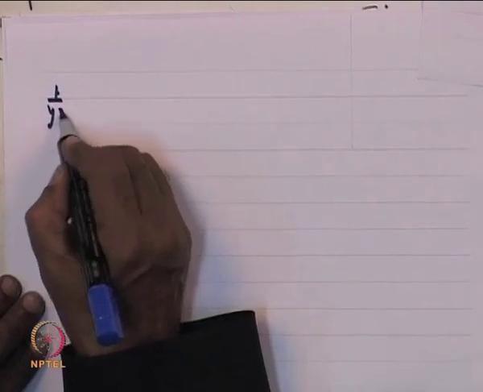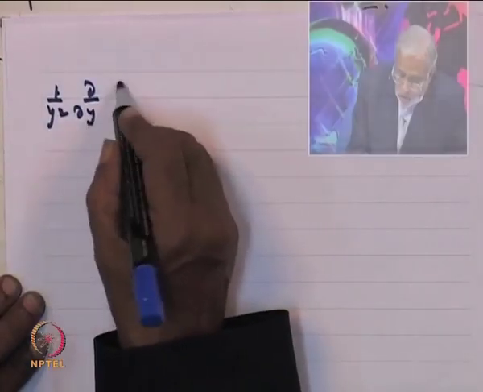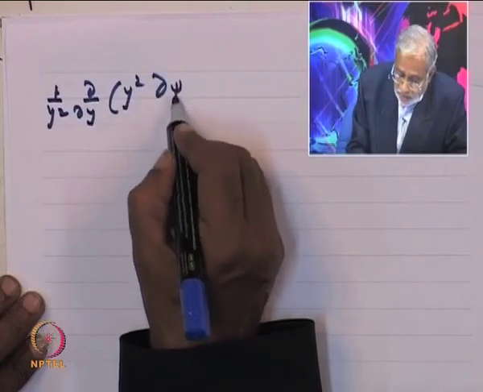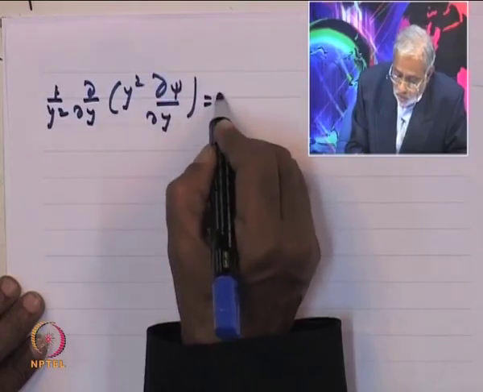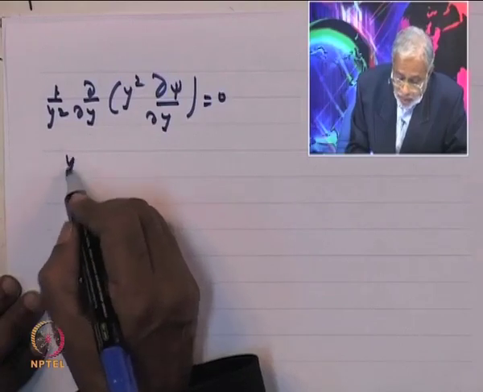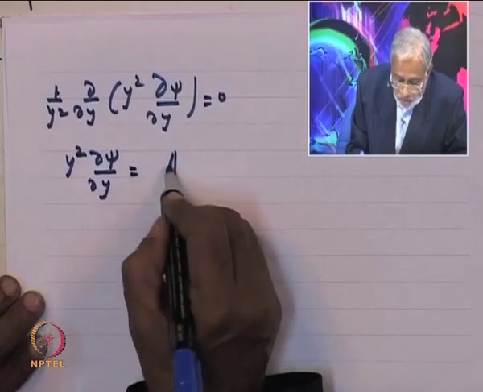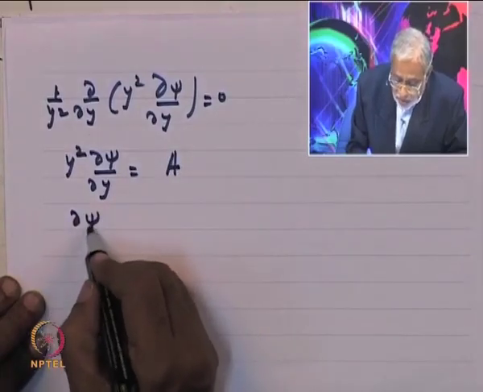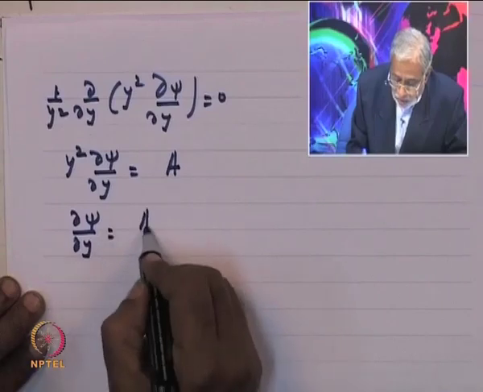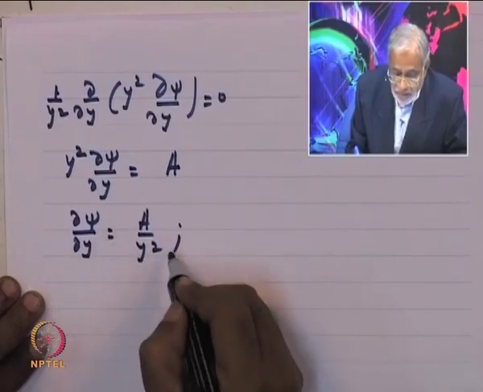So, we have, when we integrate this, I am just integrating this right now. Maybe I write it once again, just to make it easier. 1 by y squared del by del y of y squared del psi by del y equal to 0. Let me integrate once. When I do that, I get y squared del psi by del y equal to a constant. We integrate once again. Del psi del y equal to a by y squared. I integrate this.